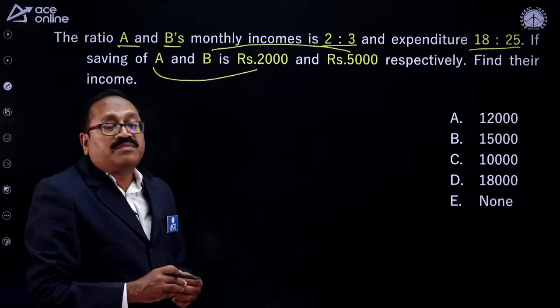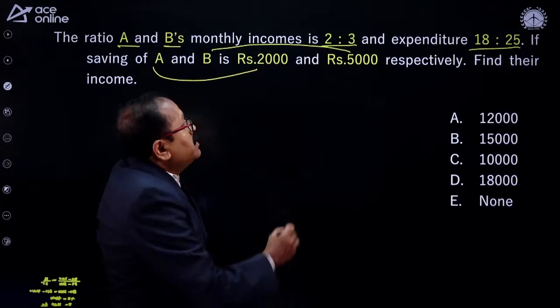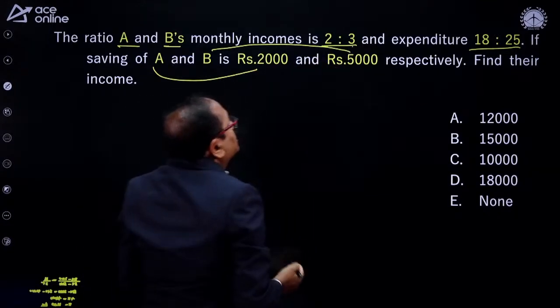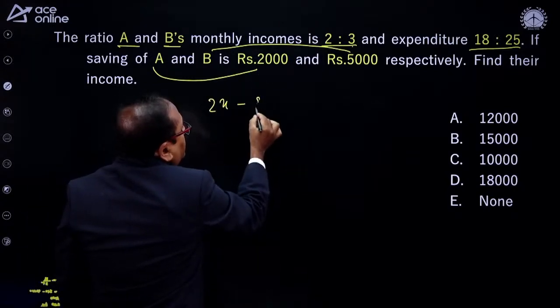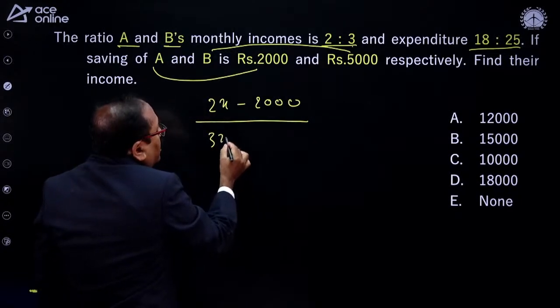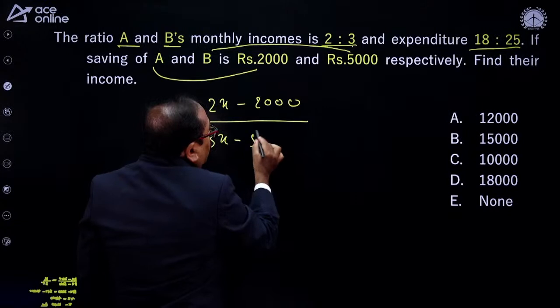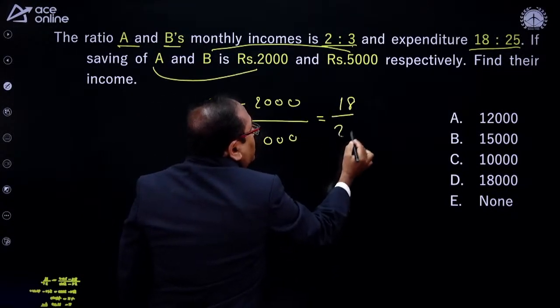Now I'll explain how to do it. I will take the income, and the income minus saving will be the expenditure ratio. So I will consider the incomes as 2x and 3x. So let's consider 2x minus the saving, that is 2,000, over 3x minus its saving 5,000. I am getting the expenditure ratio, which is 18/25.